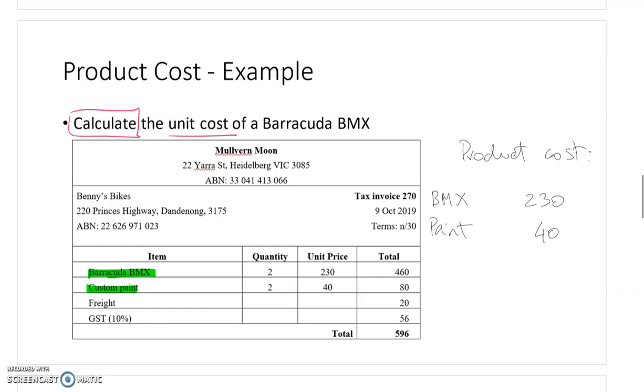We also have some freight on this invoice. So the freight is $20. Now, this is a cost to get it in a location ready for sale. Yes. Can it be logically allocated? So we bought two bikes. The total freight was $20.